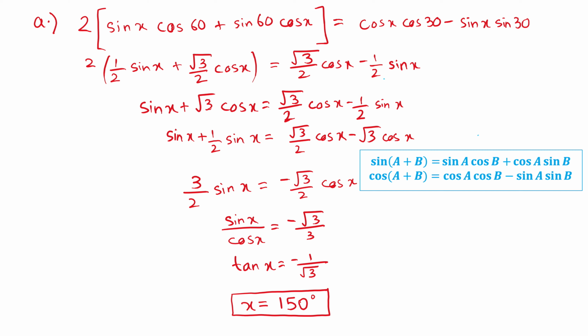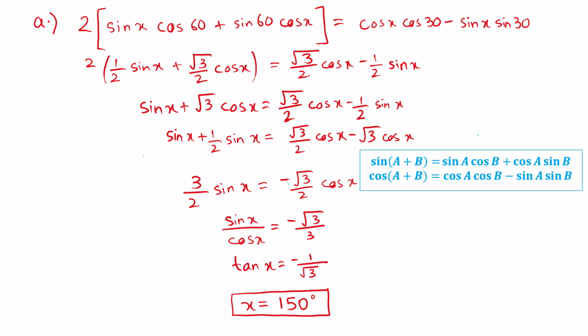From here we can expand this bracket, so the 2's will cancel out. So we're left with sin x plus root 3 cos x is equal to root 3 upon 2 cos x minus 1 upon 2 sin x. From here we can group our like terms together. So we're left with sin x plus 1 upon 2 sin x is equal to root 3 upon 2 cos x minus root 3 cos x. Now if we add these two together, this will give us 3 upon 2 sin x, and root 3 upon 2 minus root 3 will give us negative root 3 upon 2 cos x.